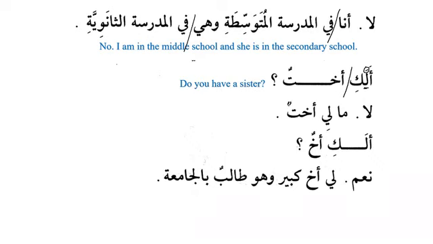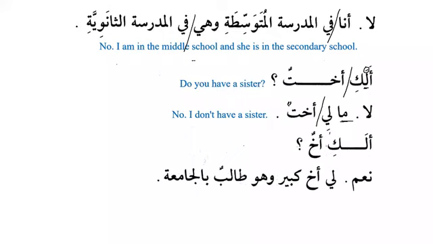What kind of ma is this now? Does anyone remember? Ma li ukhtun, I don't have a sister. Ma of negation, excellent. Ma an-nafiya, of negation. So this is the second type of ma that we have learned already. We have learned ma al-istifhamiyah and ma an-nafiya. It is used for negation and it means no, I don't have a sister.